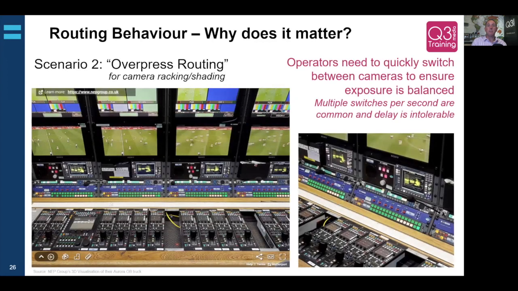Another place where you expect instant routing is in camera racking or shading, if you call it that. There's an operator sat in front of each of these racks, each of these 4 joysticks. When they press down on them, the monitor that's in front of them switches to show that selected camera. It is the job of that camera racking operator to balance the exposure and the black level of the camera, so that as cameras are panning around, they all look about the same and they all fit within the gamut of the broadcast standard.